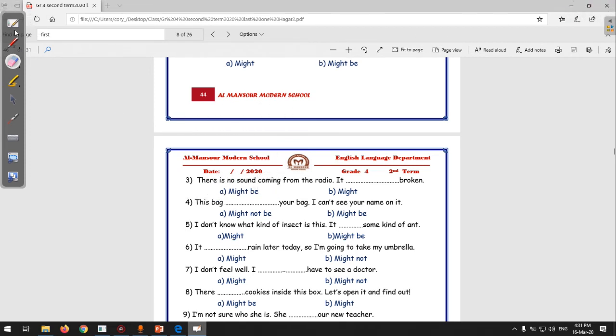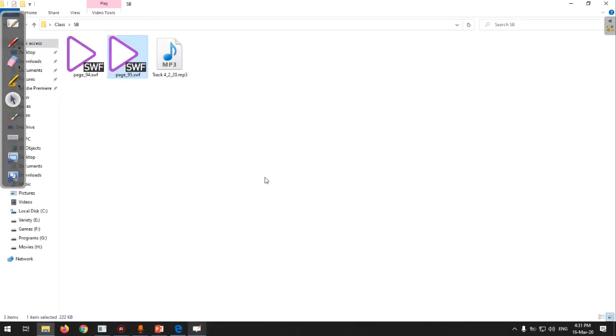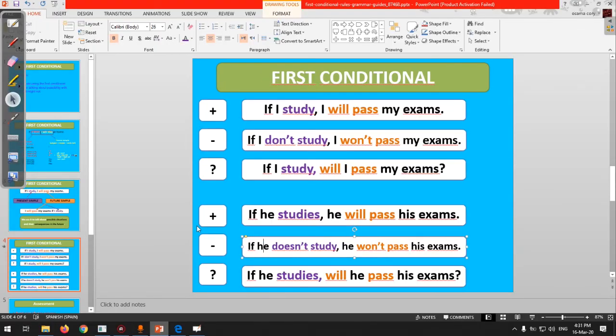Okay, so let's revise what we learned today. We learned about the first conditional. Okay, we learned how to use if in the beginning of the sentence and in the middle of the sentence. The clause after if always comes in the present simple. The second clause always comes in the future simple. We use the first conditional to talk about the future.